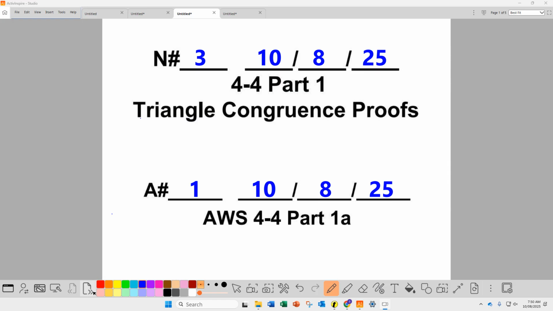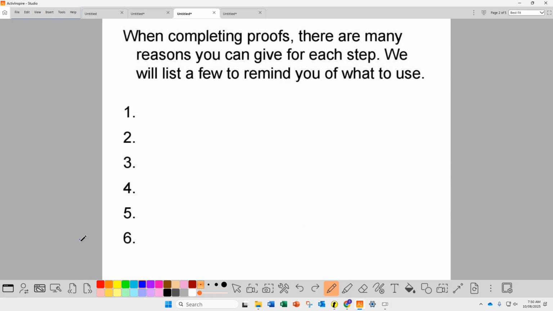So 4-1 through 4-3 build up to the 4-4 material. In order to do that, we're going to review some of the topics and the properties we did along the way. Go through and do that.